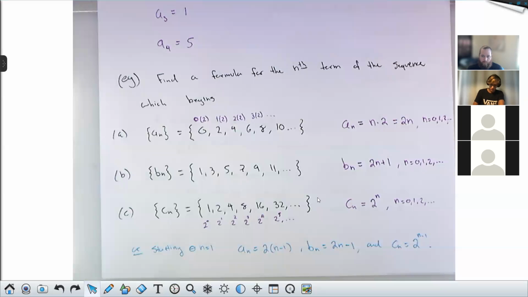Just so you're aware, these problems have more than one right answer, unless you specify a starting term, right? An initial value for n. Once you do that, there's almost always a unique answer. Any questions on these guys?